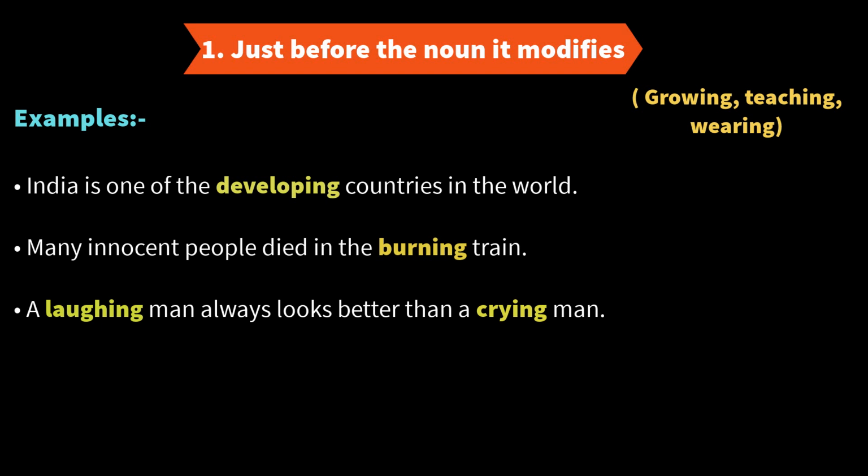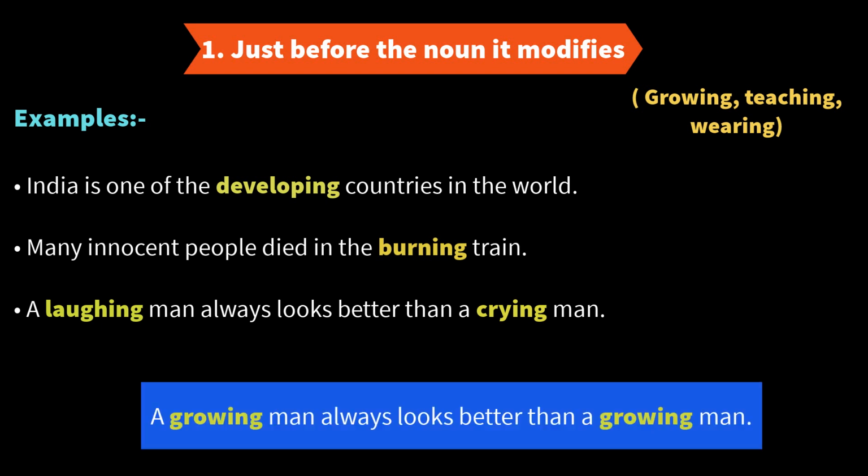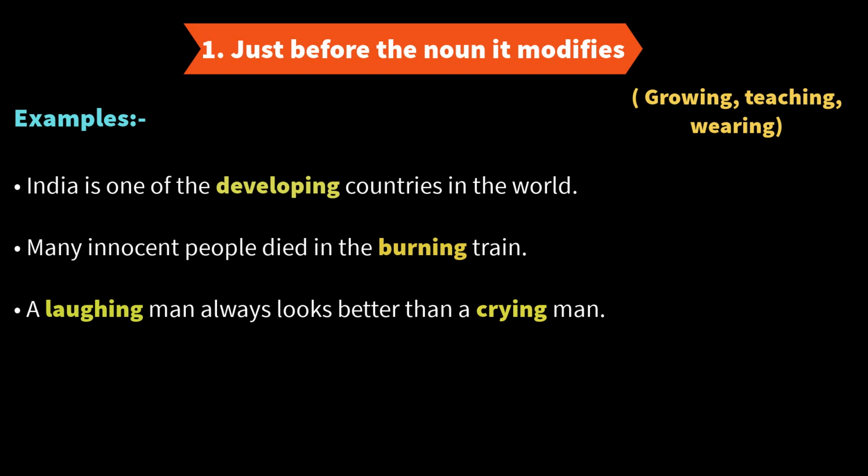Let's look at the next example. A growing man always looks better than a growing man. Yes, a man can grow, so you can use this word growing with the noun man. It would make sense. Let's take one more verb and try to put in place of the present participle.